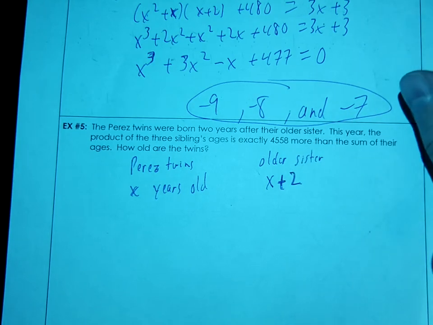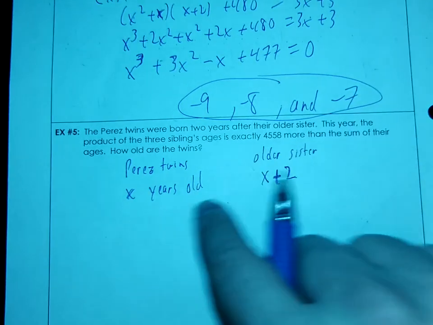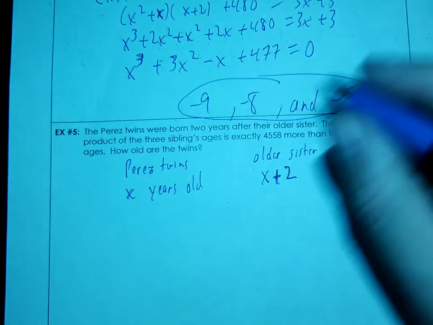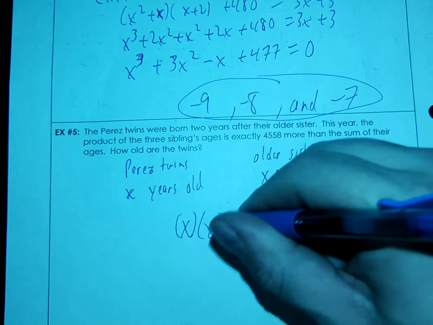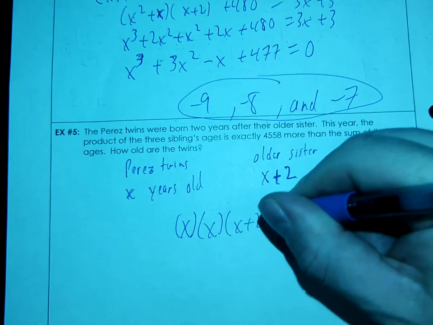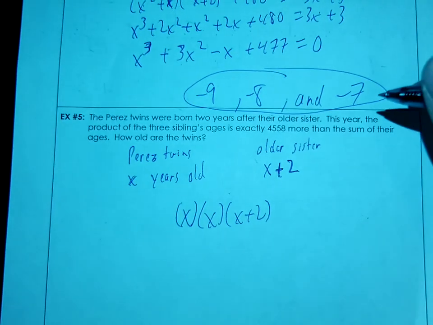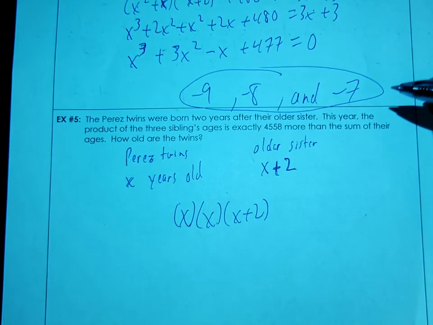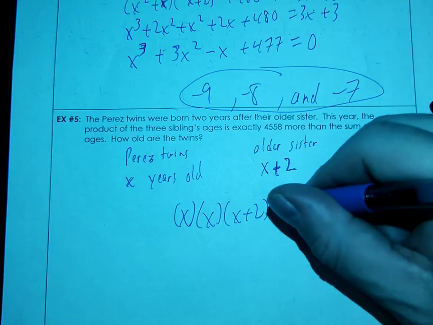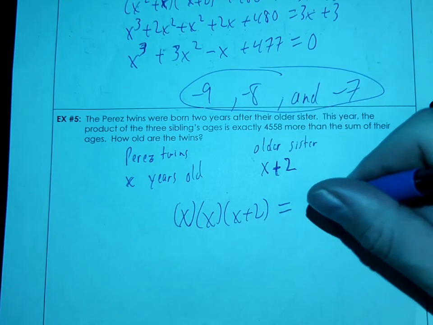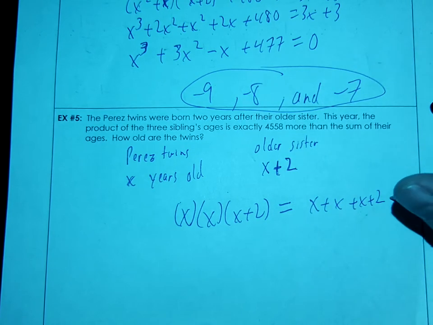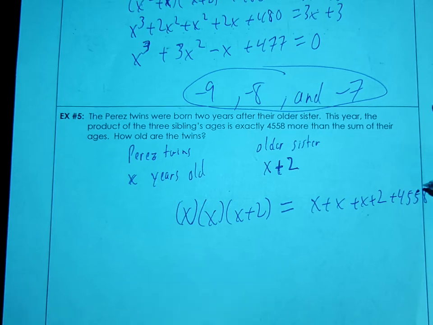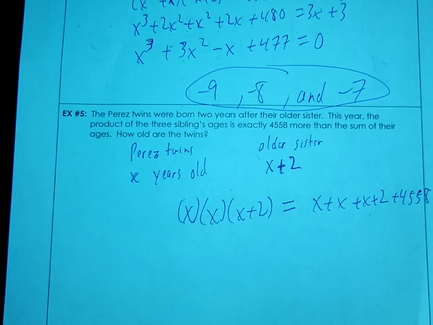This year, the product of the three siblings' age, so if I take these three and multiply together, X times X times X plus 2 is 4,558 more than the sum of their ages. So this time I'll set it up properly. If I add the ages together, X plus X plus X plus 2, and then add another 4,558 to that, I can get the same number.